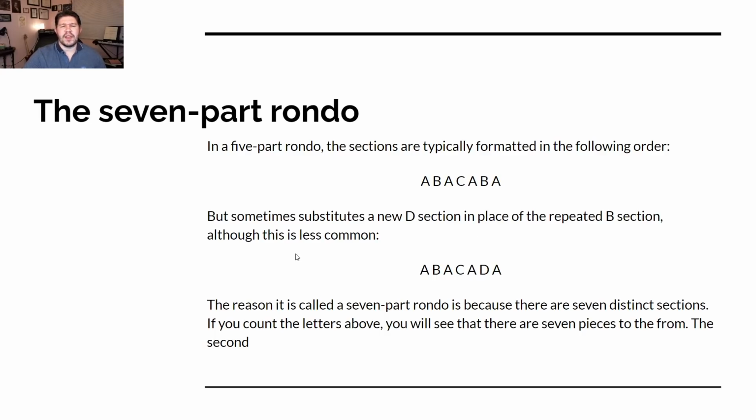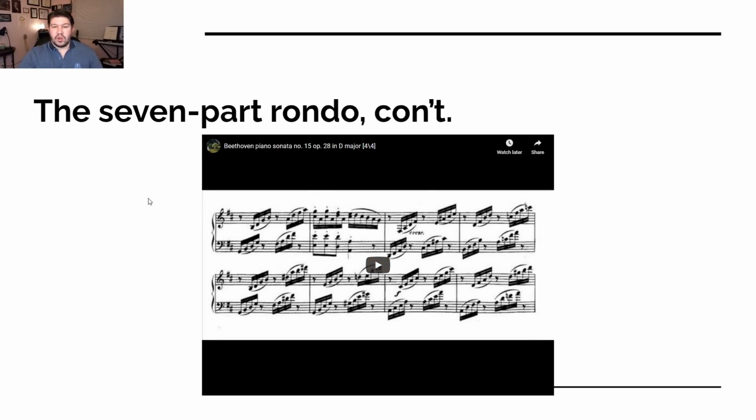Now, a less common way, just like in our 5-part rondo, is we can substitute a D section for that final B. Sometimes this happens, sometimes it doesn't. Same thing as before. If you count the letters up there, you have 7 parts: 1, 2, 3, 4, 5, 6, and 7. All right? So, taking a look at this Beethoven Sonata, we're almost done with this lesson, folks, so hang with me for just another moment. We're going to listen to this and pick out the sections to hear what this 7-part rondo sounds like.